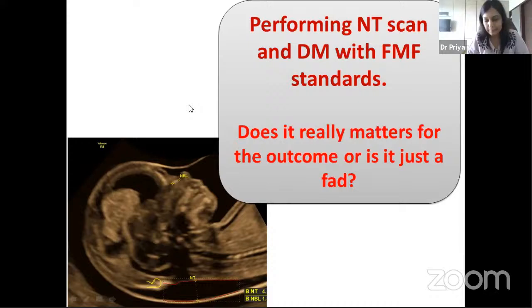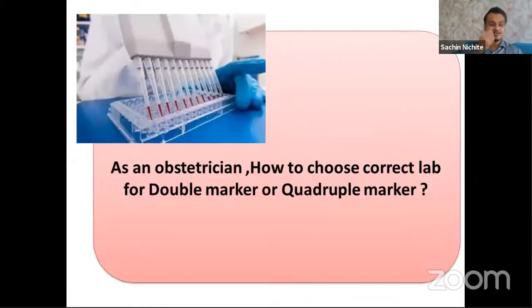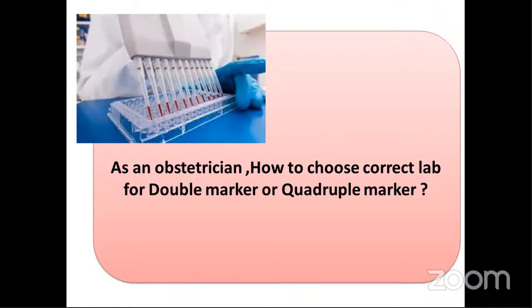Okay, I move on to my next question. It's a very practical question, that so many labs are offering biochemical markers, double marker, quadruple marker, right from 400 rupees to 3,000 rupees, 2,500 rupees, whatever it is. So as a clinician, how shall I choose a lab? It is costly for the patient if I go for different labs. But as a clinician, how should I research? What information do I need to select the lab? I asked this question to Pooja.